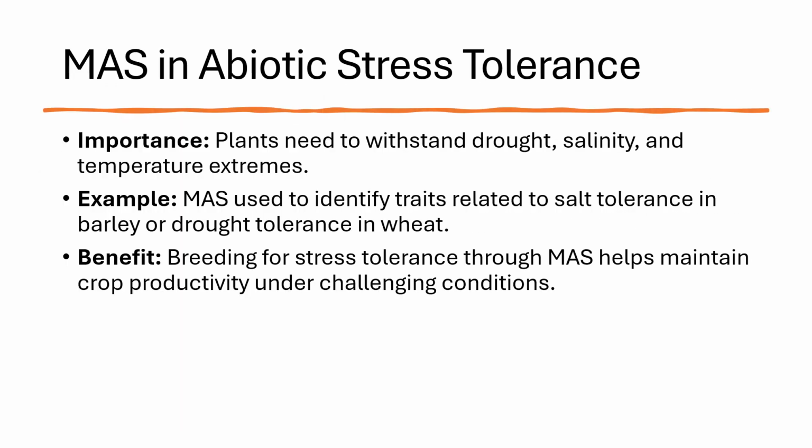MAS in abiotic stress tolerance enables breeders to identify and select plants with traits for resilience against drought, salinity, and temperature extremes, such as salt tolerance in barley or drought tolerance in wheat. This approach supports stable crop productivity in challenging environmental conditions, helping to secure food supplies amid climate stress.